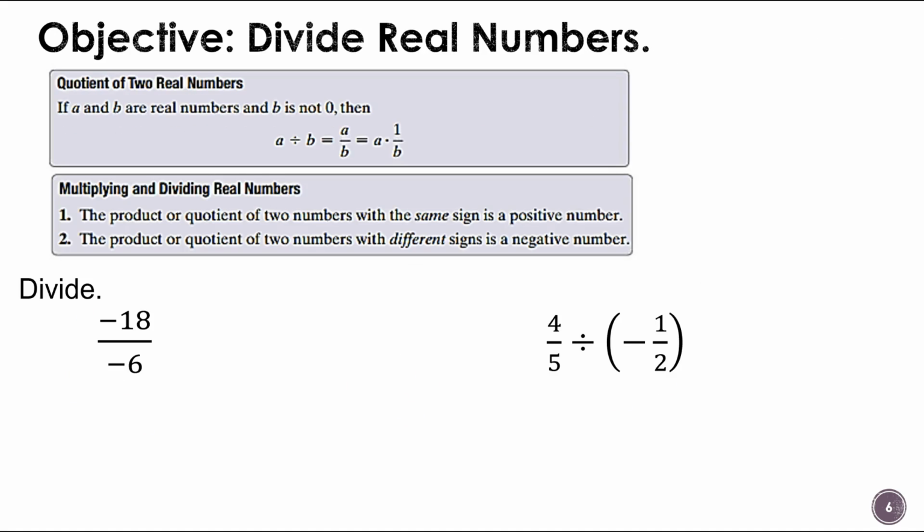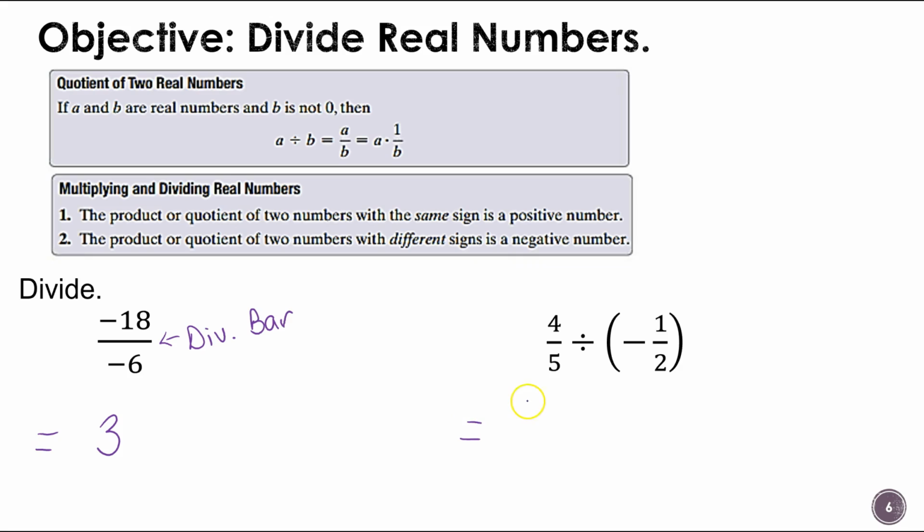So we're going to do a little division. Now the rules are basically the same as far as signs go. Same thing. If the signs are the same, I get a positive. If the signs are different, I get a negative. So on this, I take negative 18 divided by, remember this is a division bar, negative 6, which gives me a positive 3.